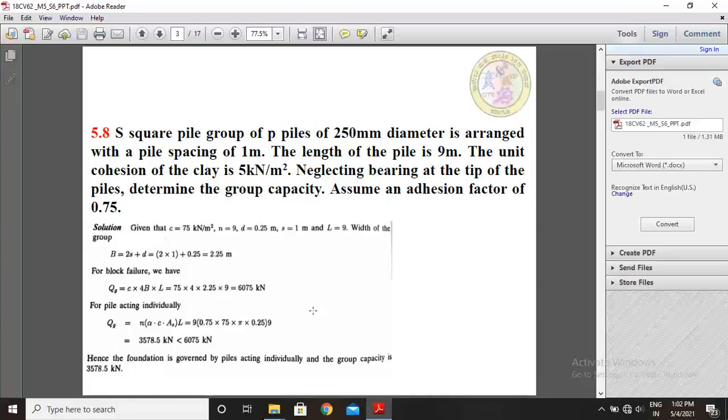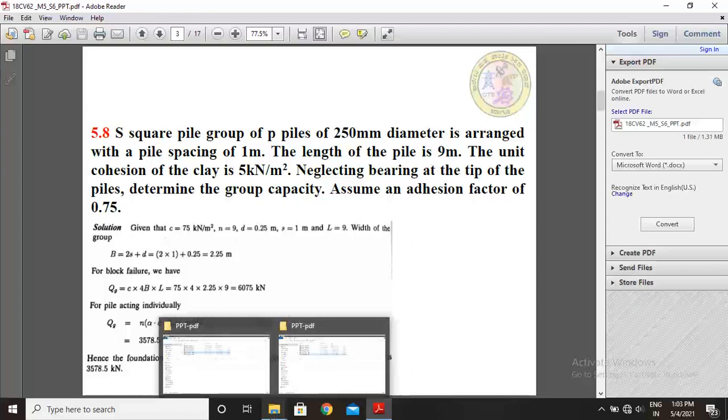A 5 by 5 square pile group of piles of 250 mm diameter is arranged with a pile spacing of 1 meter. The length of the pile is 9 meter. The unit cohesion of the clay is 75 kN per meter square. Neglecting bearing at the tip of the piles, determine the group capacity. Assume an adhesion factor of 0.75. So this is the problem. Following solution is given for this problem.